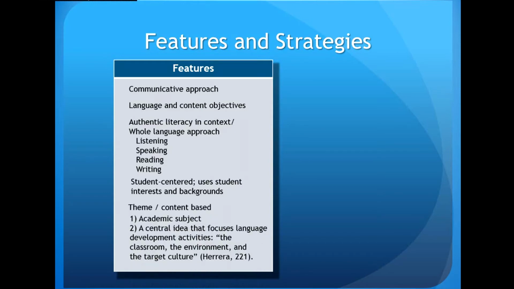Finally, there are themes. Every module, which can last over a few days or a few weeks, uses a theme as a central orienting focus of the lessons. These themes sometimes are drawn from the fixed academic curricula of the schools, especially in K-12 environments. Another more general definition of theme is a central idea that focuses the language development activities. It could be sports, the doctor's office, the supermarket, to name a few. These features are the defining characteristics of the content-based instruction approach.